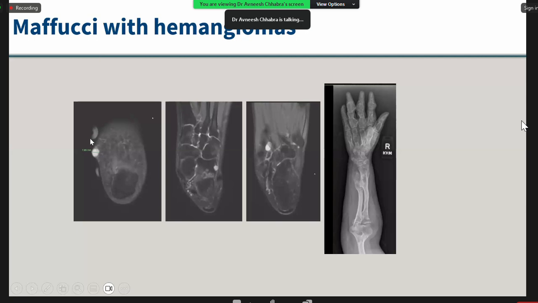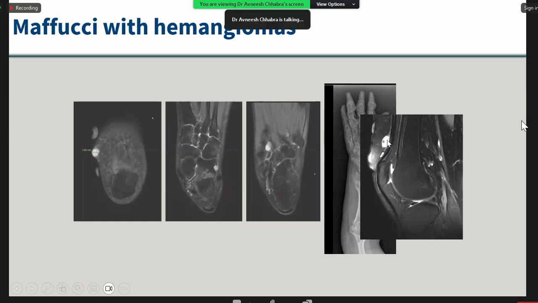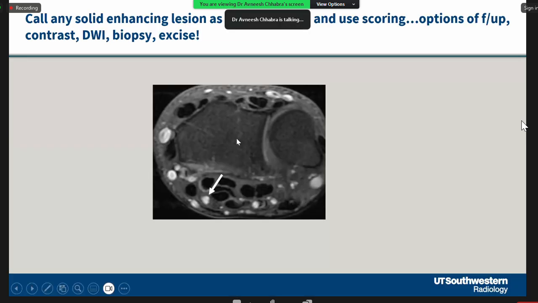This is Maffucci. They can have multiple hemangiomas everywhere. So here is the hand of that patient. Another hemangioma near the tendon.